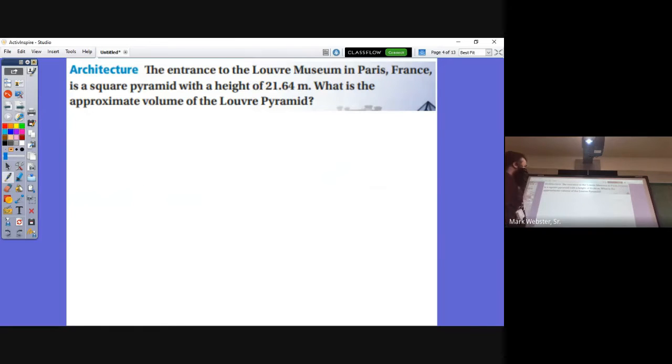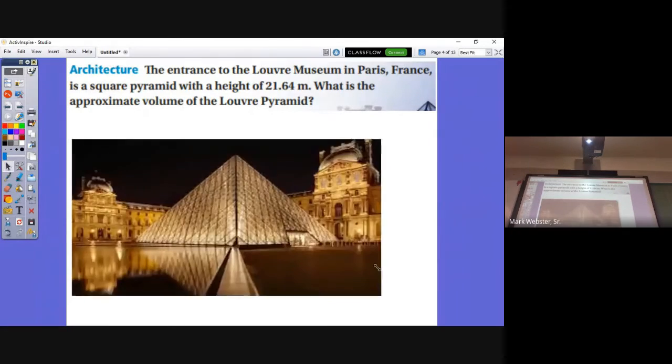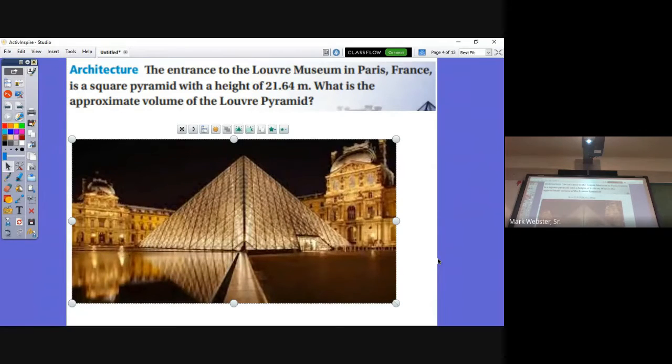We've got the entrance to the Louvre Museum in Paris. Anybody ever seen that? You haven't? Here, I'll pull it up. This is actually really cool. It's like this decorated glass pyramid thing. This is the outside of the Louvre. And at night they light it up and it's really pretty. I've never gotten to go to Paris, so I've never seen this in person either, but one of these days I'm going to go.